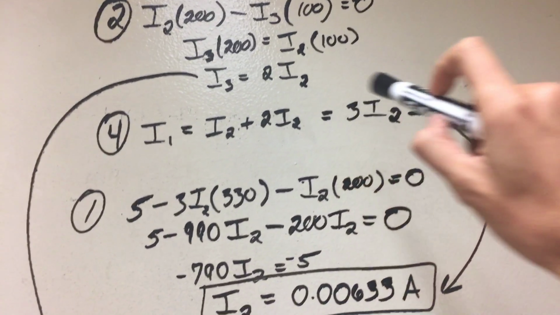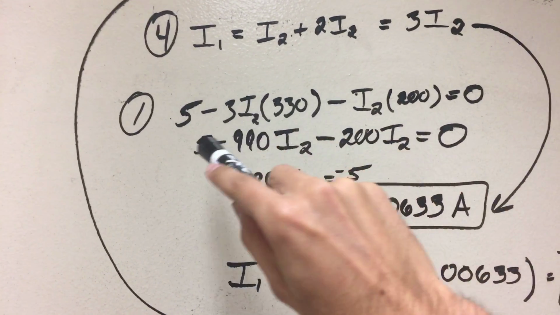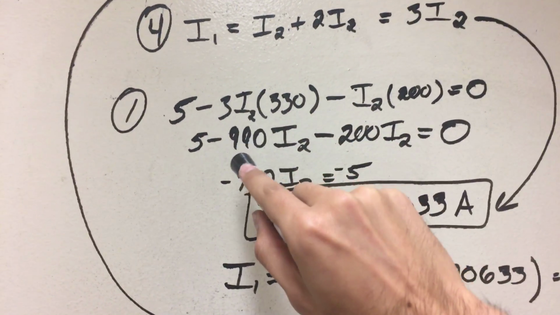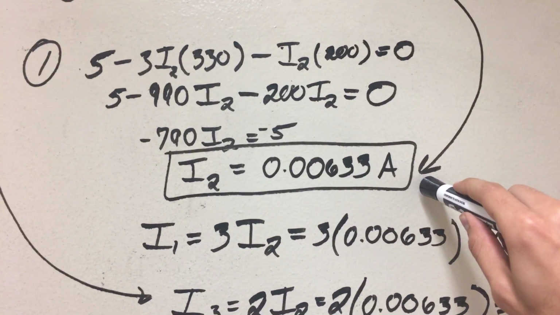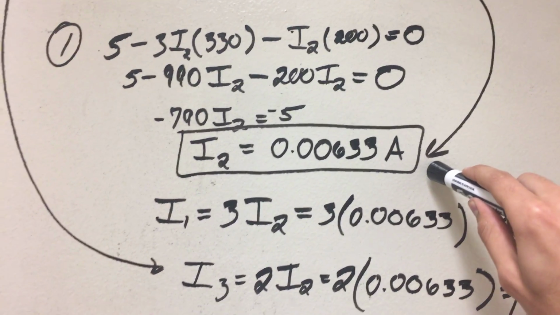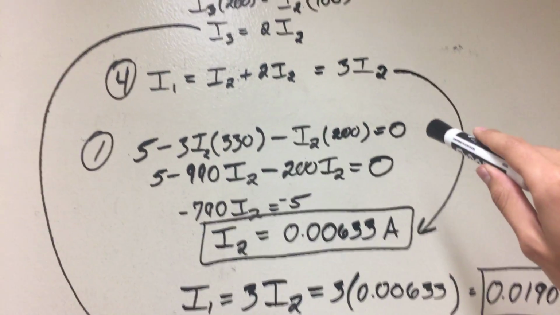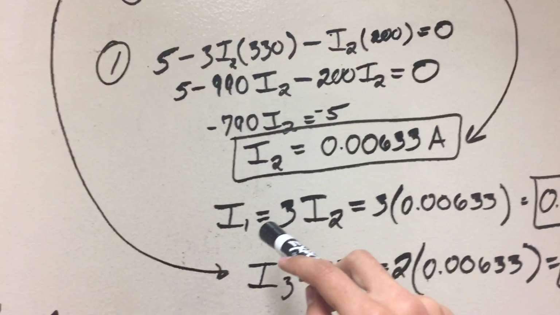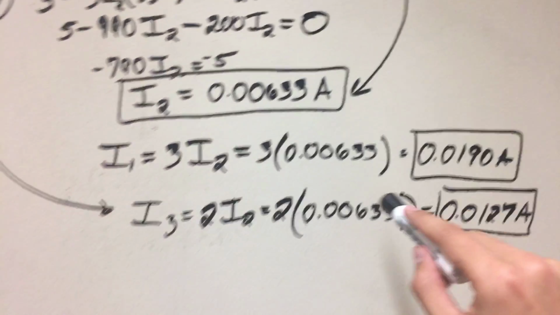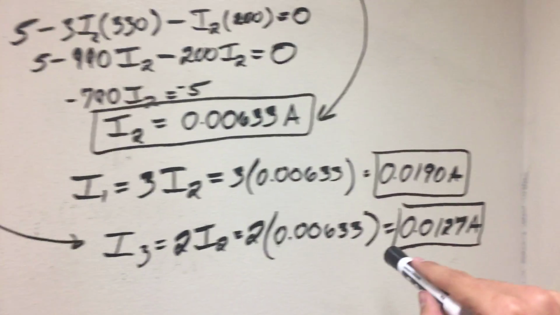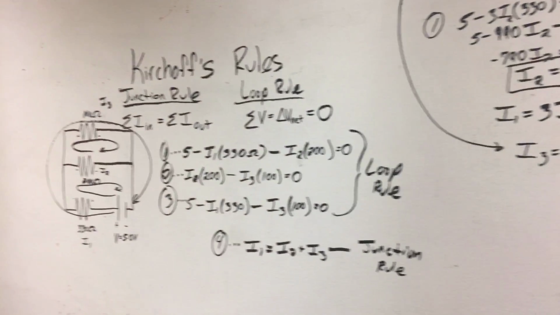And so we can use this and plug it into our first equation, right here, and then do some algebra, and this gives us that I2 equals 0.00633 amps. And using the modified version of the junction rule, we get that I1 equals 0.019 amps, and I3 equals 2 times I2, which would equal 0.0127 amps. And that's the Kirchhoff rules.